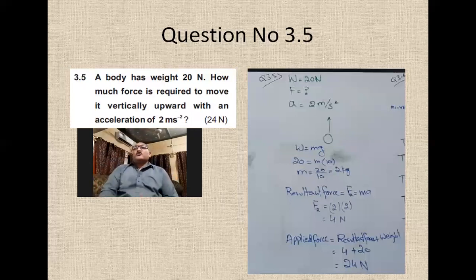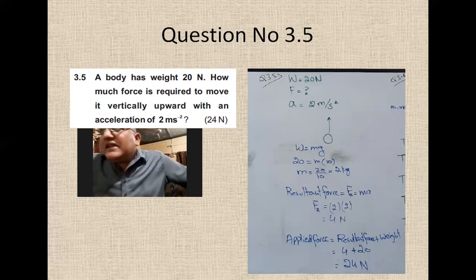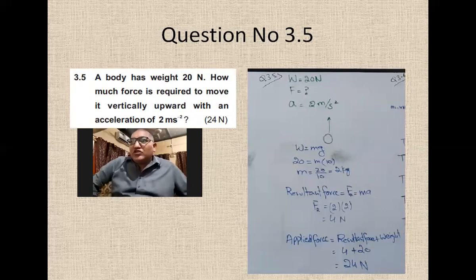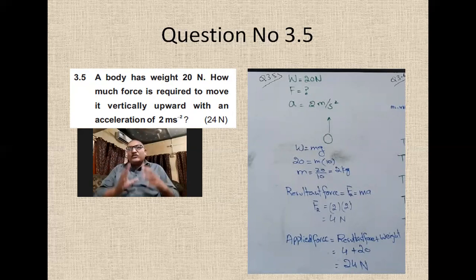The next question is coming up on your screen. Question number 3.5. He says, a body has weight 20 Newton. How much force is required to move it vertically upward with an acceleration of 2 meter per second square? Now try to understand this concept. The body is supposed to move upward with 2 meter per second square acceleration.